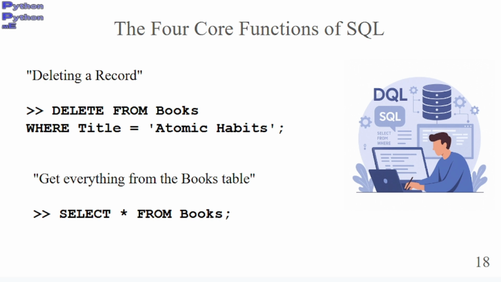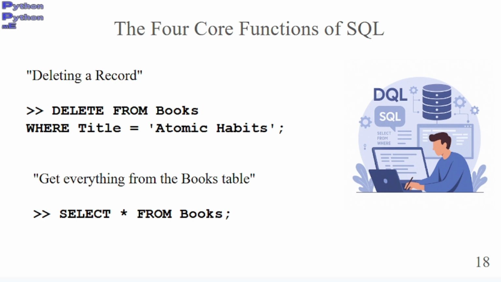So we will write something like delete from books where title equals atomic habits. Once all the changes have been done and you would like to see how the books table looks right now, you will go ahead and write this command: select star from books. This will get everything from the books table. Just like we did in our very first query, you will get the list of all the books again. This is a useful way to check what's in the table after all the manipulation, addition, deletion and updating.